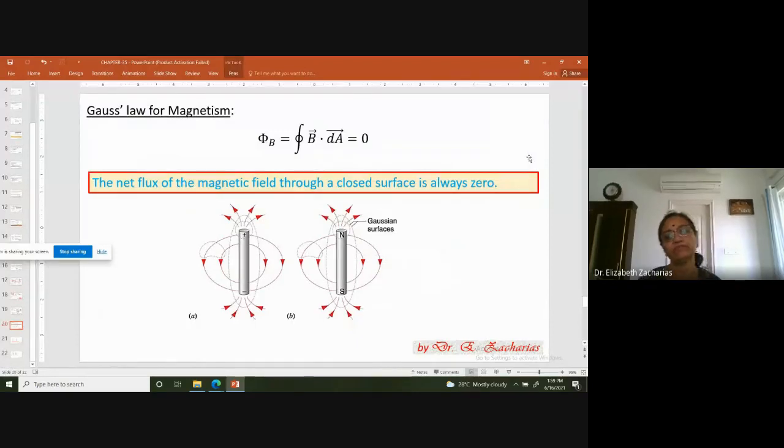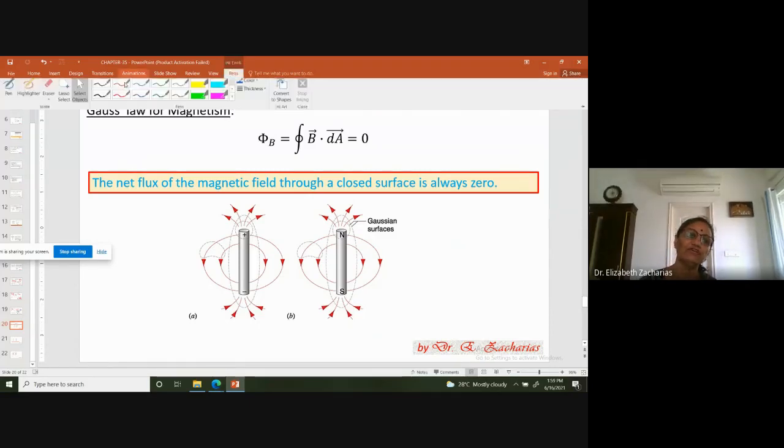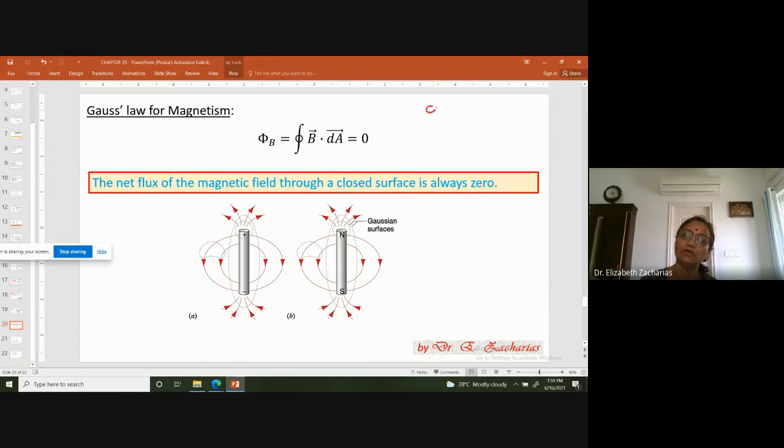Now finally, just a minute, I'll finish this chapter. We have to finally see Gauss law for magnetism. For electrostatics, you know Gauss law: phi E equal to integral E dot dA equal to Q by epsilon naught. Similarly, when you write an equation for Gauss law for magnetism, you will get the right hand side 0.